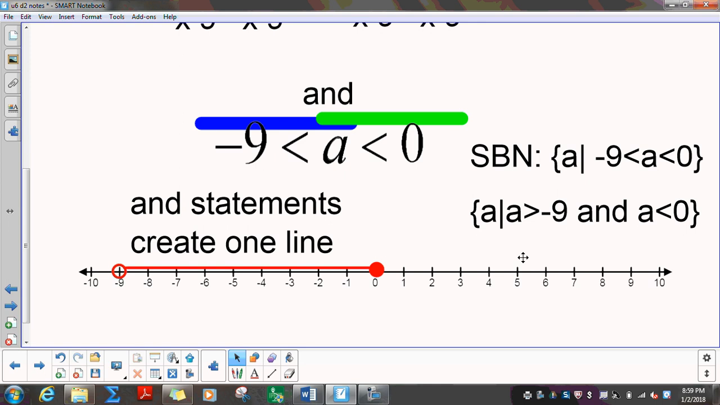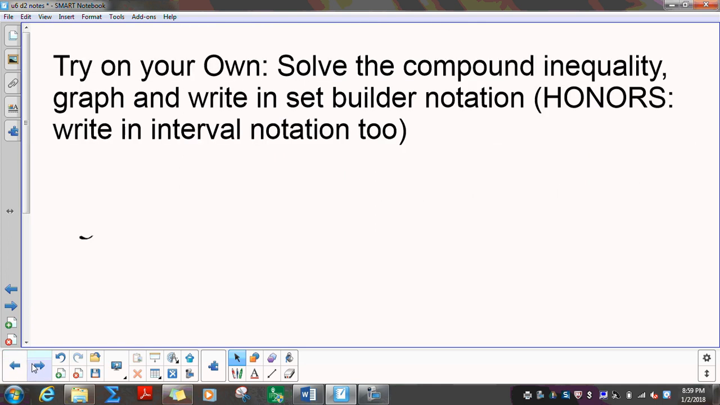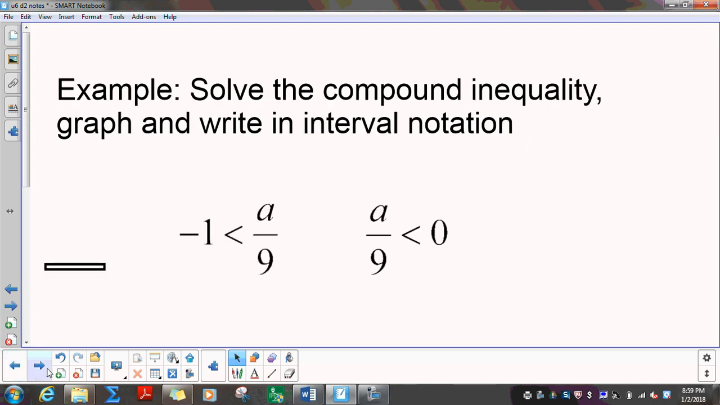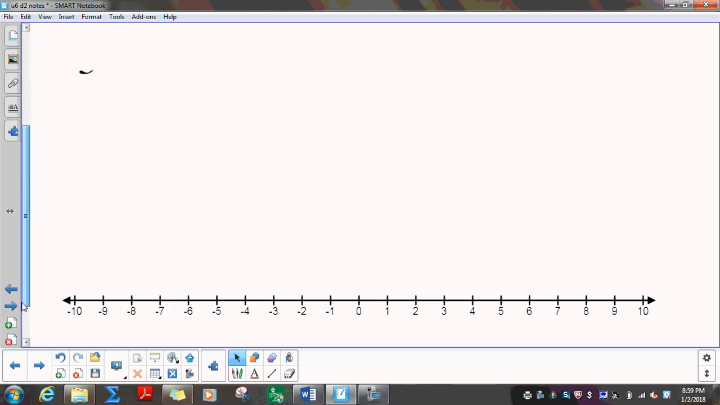Okay? So, the next two problems are the try on your owns. Honors, don't worry about writing them in interval notation. I don't know why I wrote that. I forgot to delete it. So, just go ahead and worry about set builder. There are two try on your owns, and you're going to go ahead and give that a whirl.